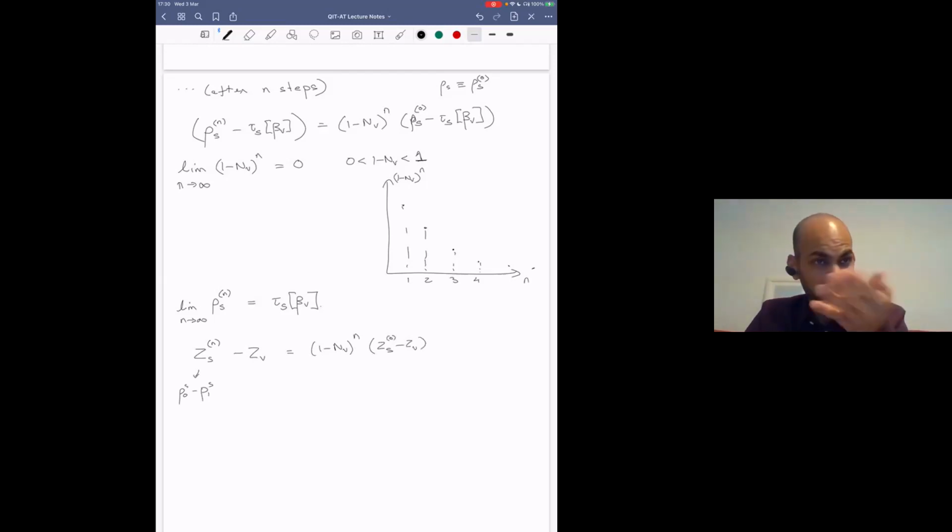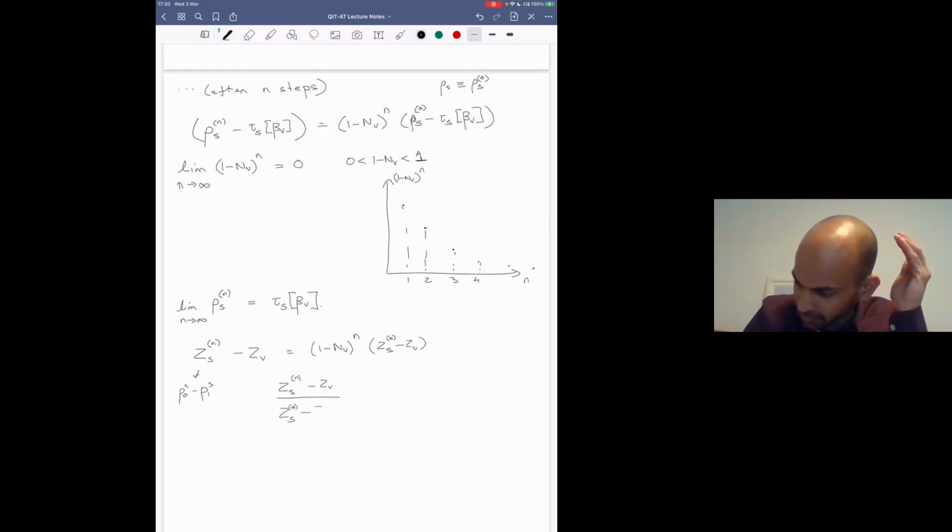In the case of the bias, because these are just numbers and these are not density matrices, I can in fact write this also as a ratio. So the ratio of this difference to the original difference is 1 minus nv to the n.